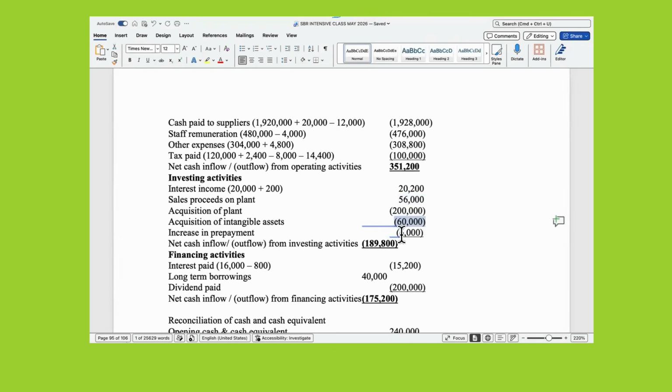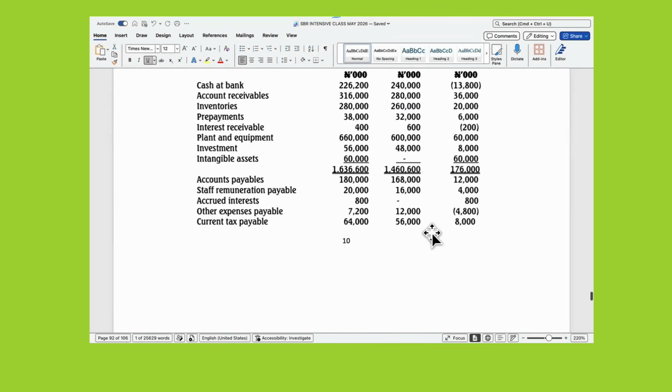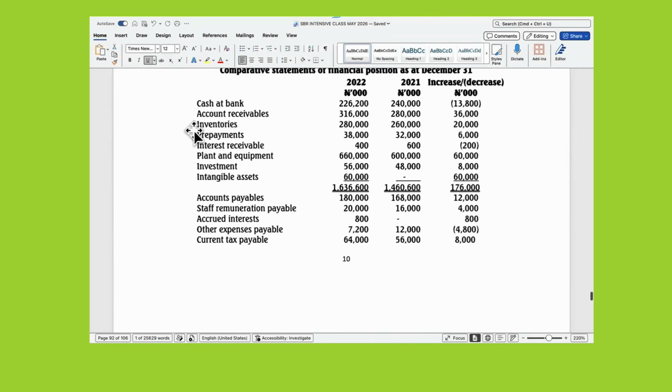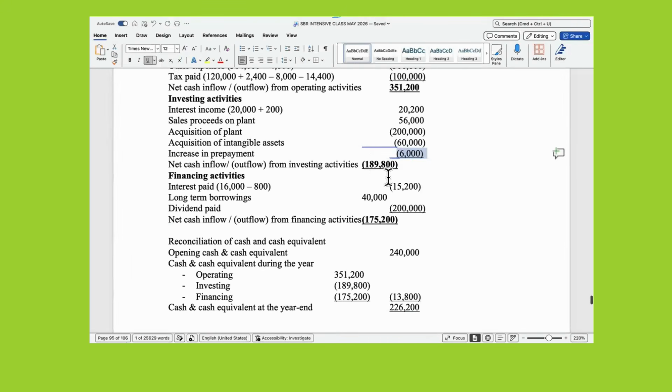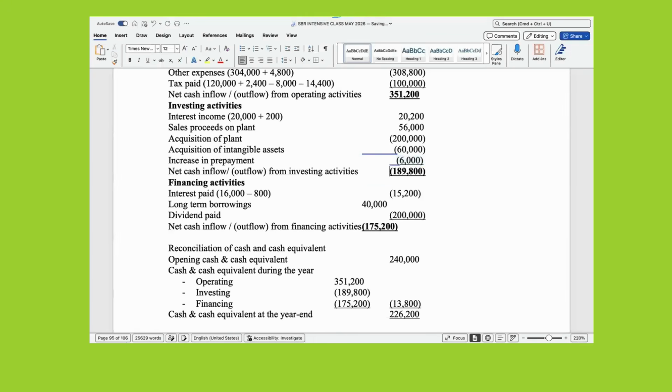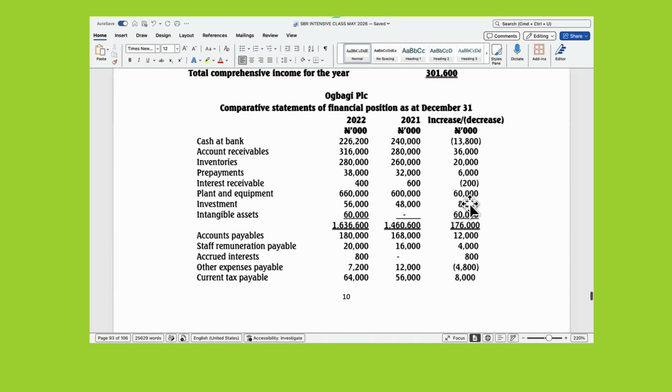Then there was a prepayment that increased. So I treated that also as an outflow. But that's the only thing I've not touched in my asset part. So I just treated it in investing. It increased my 6,000 prepayment movements. So I cumulated everything together to get this. So there is this investment of 8,000. It increased from 48 to 56. I cannot ignore that. So that should be an outflow.